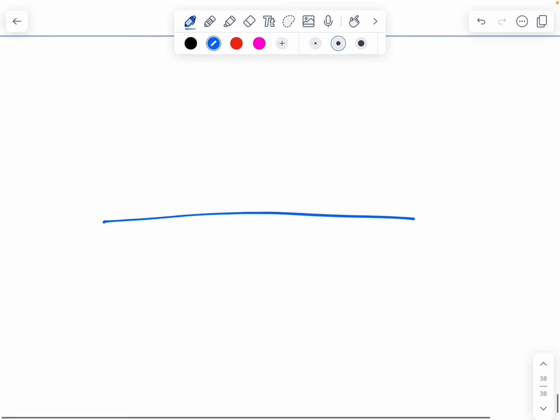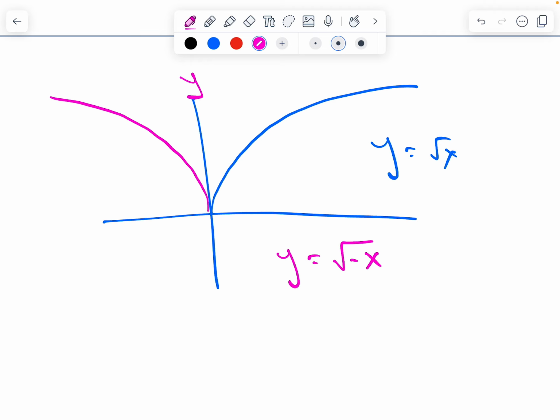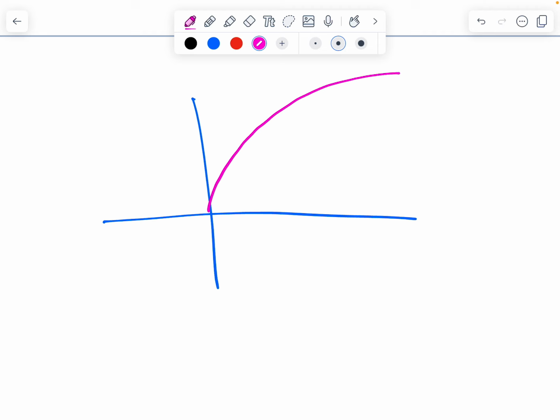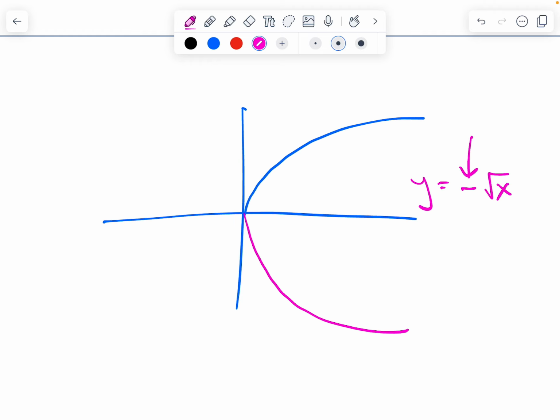Okay, let's see if we can identify this one. Here's the graph. Y equals the square root of x. What would the equation of this be? And that would be y equals the square root of negative x. Okay, the negative x under the square root reflects it across the y-axis. Okay, what about this? What if I have the original graph, and if I did this, then that would be y equals negative square root of x. So the negative in front of it is going to flip all of these nice positive values down to negative values. Okay, I think that's everything you need to know to graph square root functions.